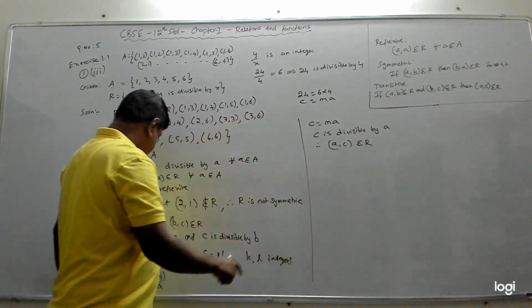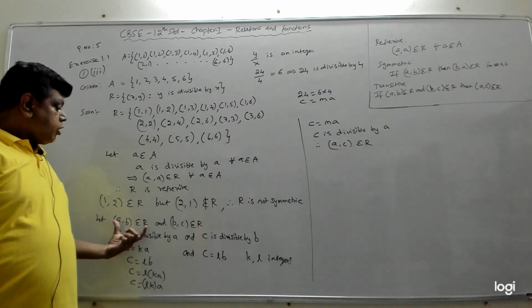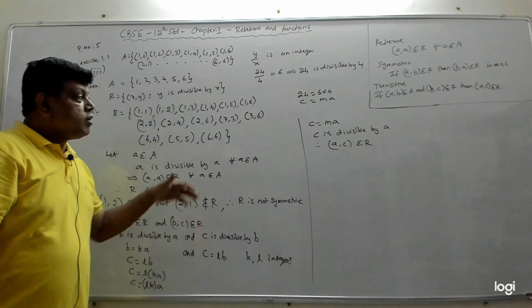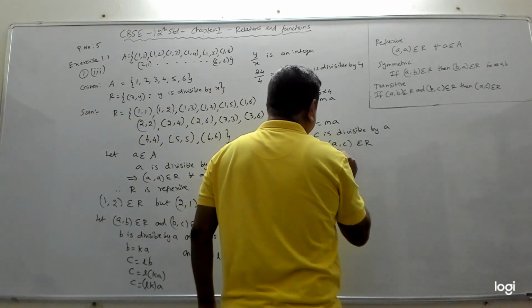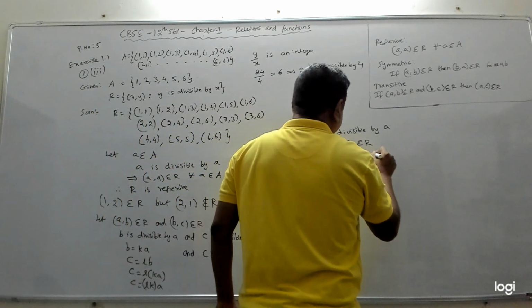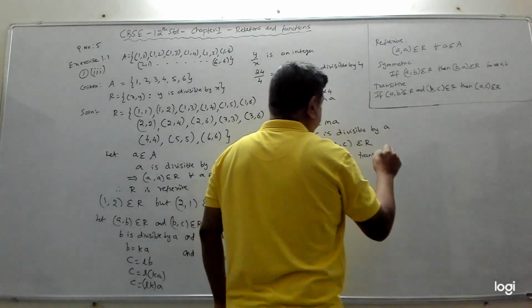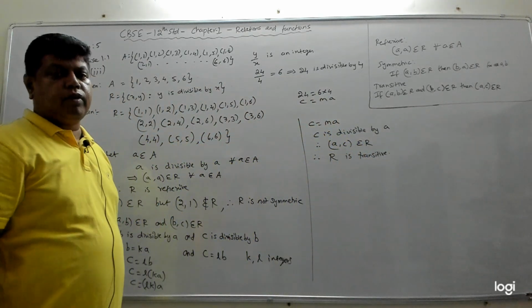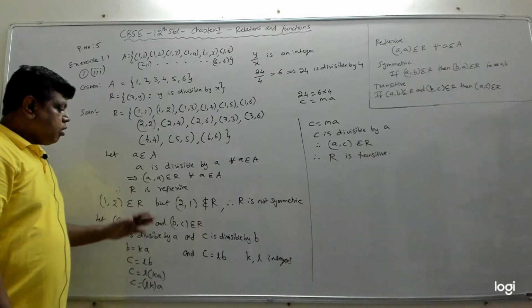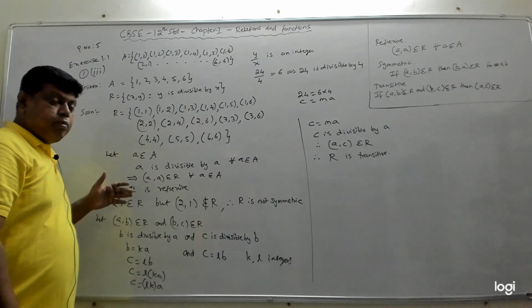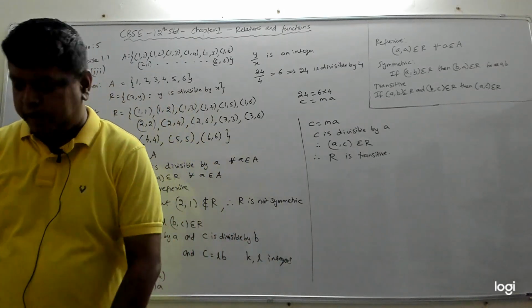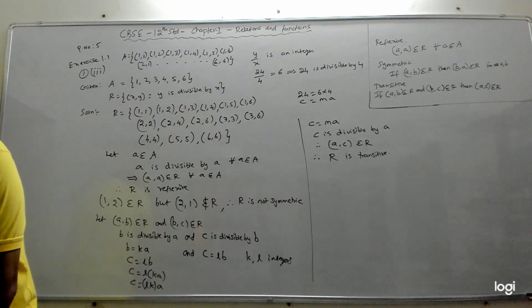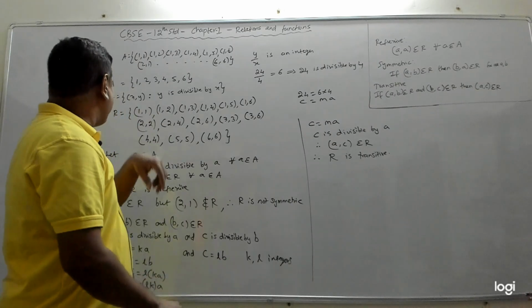Now we started with (A, B) belonging to R and (B, C) belonging to R, and we have proved that (A, C) is in R. Therefore R is a transitive relation. Fine. So R is reflexive, but R is not symmetric, but R is transitive. Now let's go to the next one, which is the fourth one.